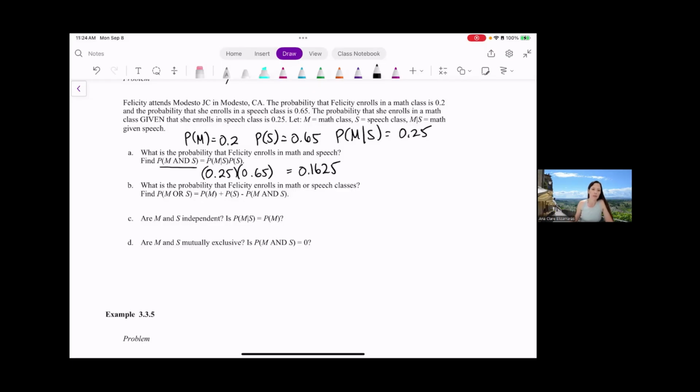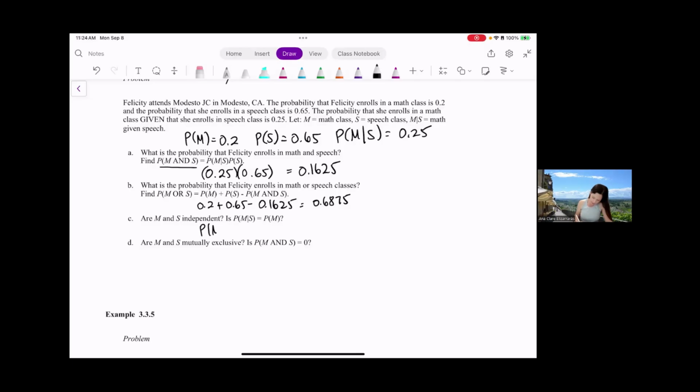What is the probability Felicity enrolls in math or speech? General addition rule. I add the math plus the speech and subtract anything that they have in common so that I don't double count. Then I get 0.6875 as that probability. Now, are they independent?